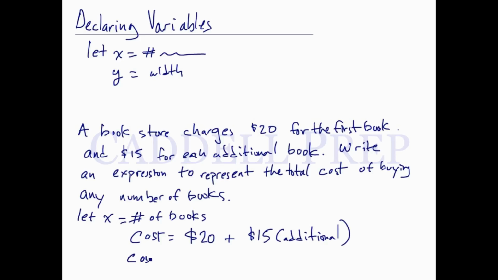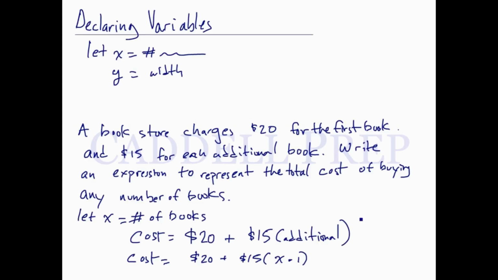So the cost is $20 plus 15, okay, and not just times x, because x is the total number of books, but we already paid for one of them. So the $15 is just for the remainder of the books, or the remaining books. So since we covered the cost of one here, we have one less book to purchase at $15 each.